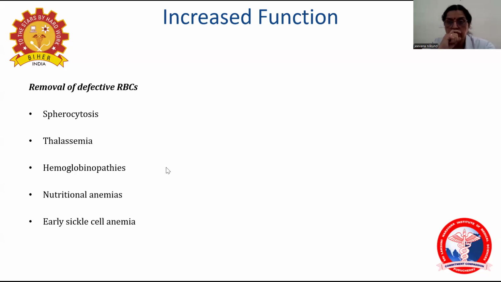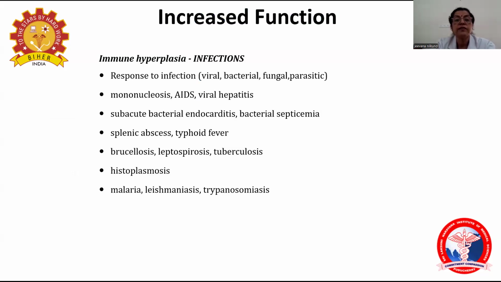So there is an increase in the defective RBCs, so the spleen function has increased. As in the case of infection, the spleen is involved in the immune function as well. So increased infection will lead to splenomegaly. It may be infection with viral, bacterial, fungal, parasitic organisms, etc. It may be subacute bacterial endocarditis or bacterial septicemia. There may be splenic abscess. It may be histoplasmosis or malaria, leishmania, or trypanosomiasis. So any infection for that matter will lead on to splenomegaly.